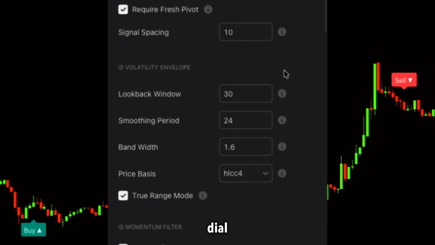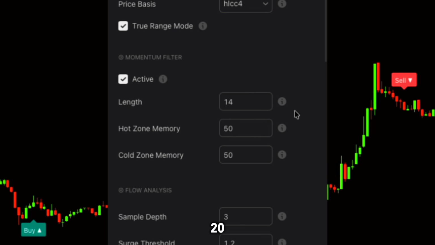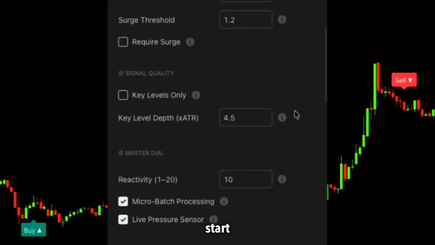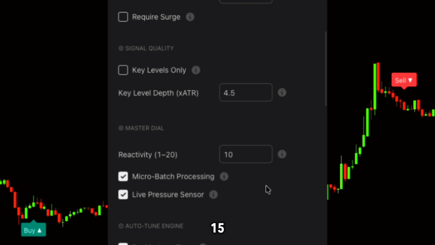The reactivity dial controls how aggressively the adaptive engine responds to new information. A value of 1 is very conservative. 20 is extremely aggressive. Start at 10. If the market you are trading changes character frequently, raise it to 15. If the market is stable, lower it to 5 or 6.